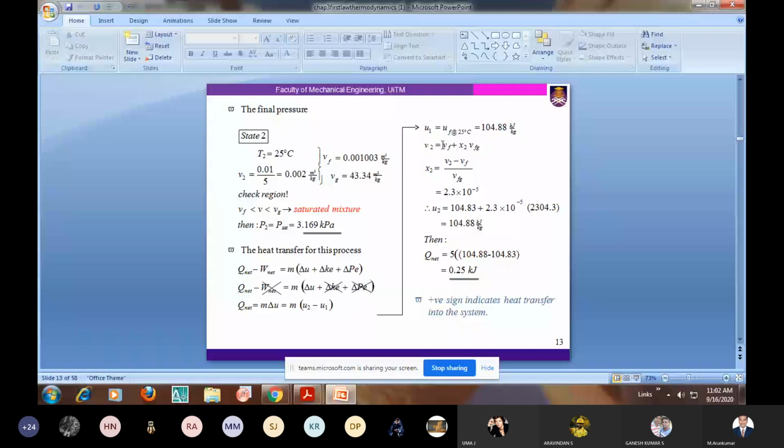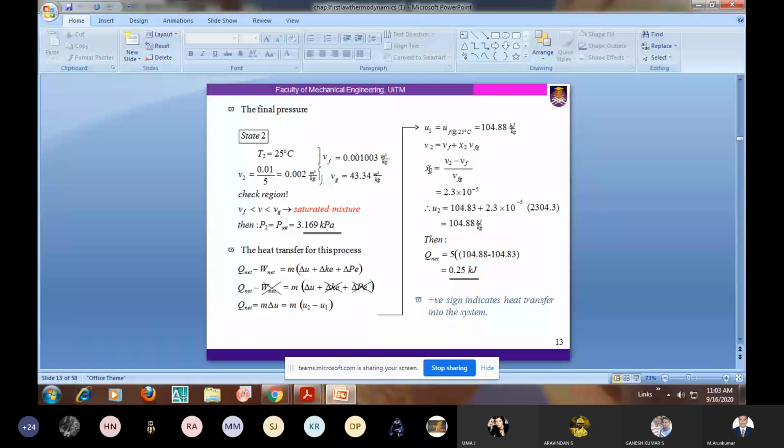Then we need to find X to get U2. To get U2, we need to find X because this is a saturation mixture. Only for a saturation mixture do we need to find X. At state 1, the state is liquid, but at state 2, the state is saturation mixture.